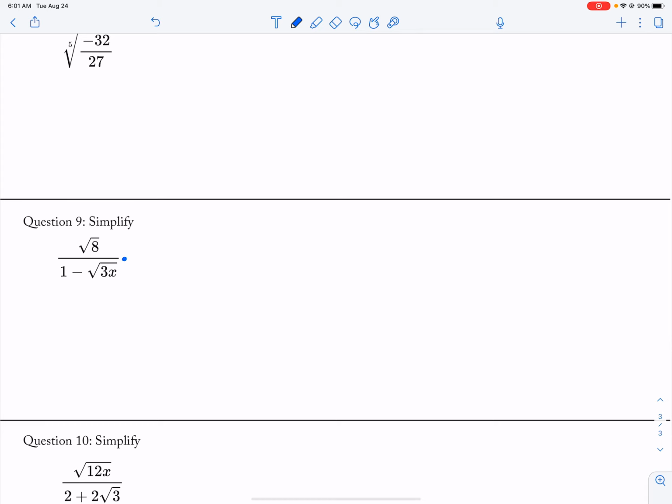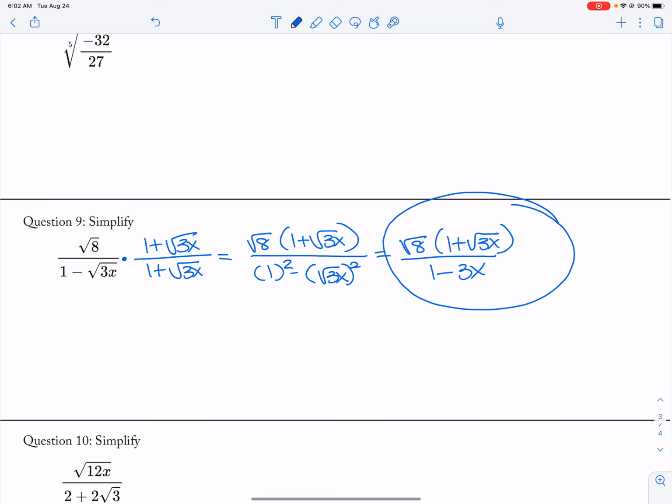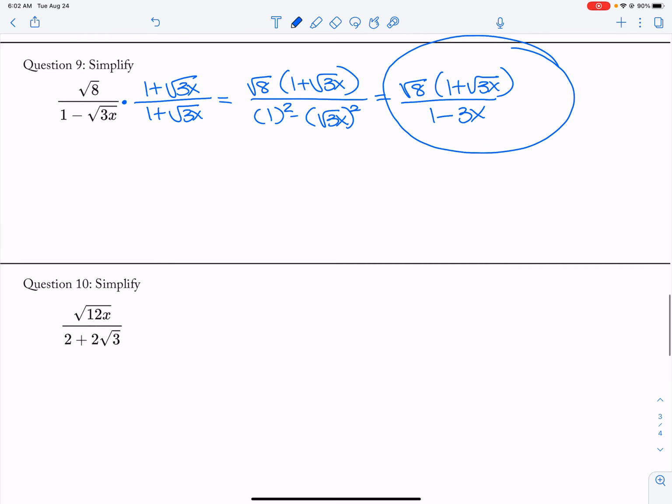I'm going to multiply by 1 plus the square root of 3x. Again, I've created myself a difference of squares. So then I end up with 1 squared minus root 3x squared. So then I get root 8 times 1 plus root 3x over 1 minus 3x. Okay? Yeah, that's right. Okay, and that is it for this section.